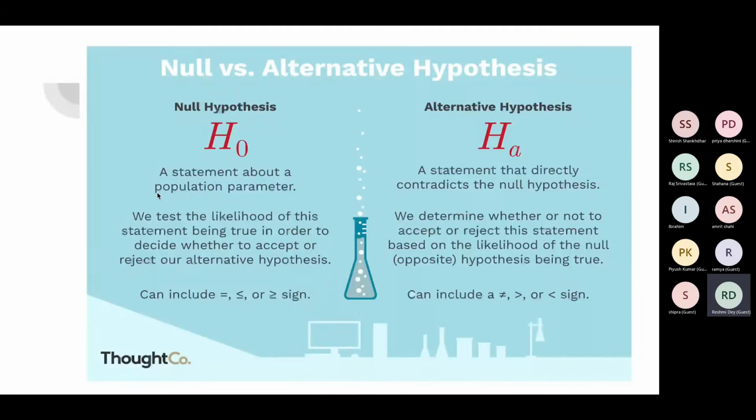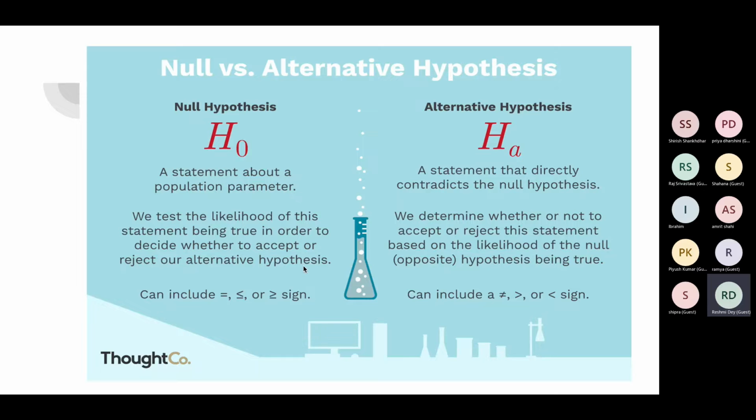Null versus alternative hypothesis. Null hypothesis is a statement about the population parameter, be it mu or any population parameter, that is, the mean will be equal to a certain value, or will be greater or smaller. Whereas the alternative hypothesis contradicts the null hypothesis. It's completely opposite. If I'm saying it is greater, then my alternative hypothesis will be smaller. We test the likelihood of the statement being true in order to decide whether to accept or reject our null hypothesis.